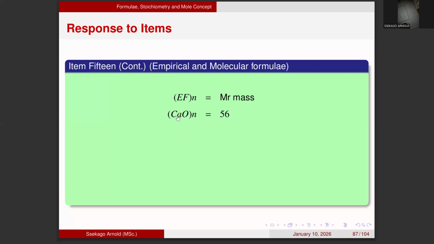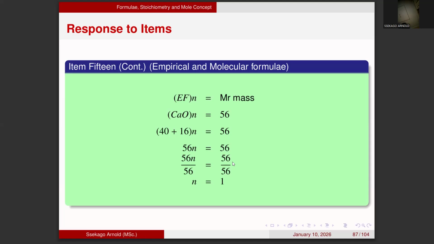So how can we determine the value of N? The relative atomic mass of calcium is 40, and that of oxygen is 16. So we substitute them here. We shall have (40 + 16) times N equals 56. And 40 plus 16 is 56, so 56N equals 56. We divide both sides by 56, and we obtain N equals 1. Now we substitute back N equals 1 here, and 1 does not affect anything, therefore our molecular formula will be this.